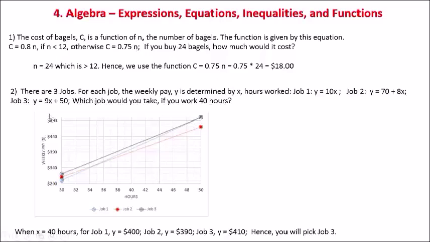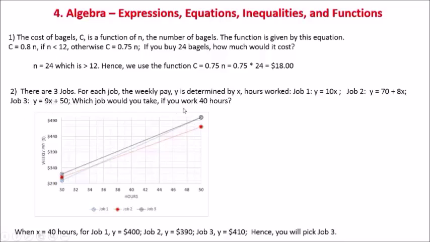So the second application here, there are 3 different jobs. For each job, the weekly pay, which is Y, is determined by X, which is the number of hours worked. X is the number of hours worked, Y is the pay, okay? For job 1, the equation or the function or the relationship is Y equals 10 times X. The pay equals 10 times the number of hours you have worked. For job 2, Y equal to 70 plus 8X. For job 3, Y equal to 9X plus 50. The pay equal to 9 times the number of hours plus 50.